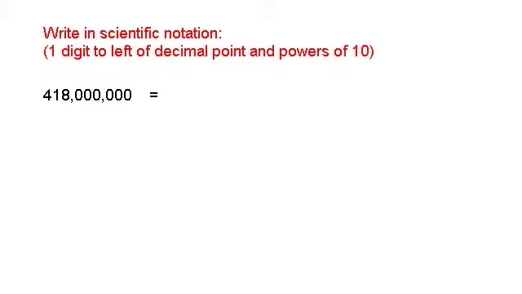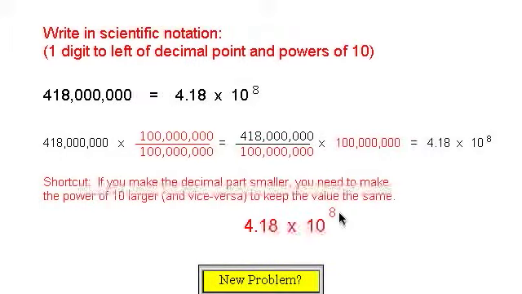Let's look at some examples. So write this in scientific notation with 1 digit to the left of the decimal point and powers of 10. So for the mantissa, we have to make this smaller by 3, 6, 7, 8 sizes. So the decimal point is 4.18. So since we decrease the mantissa part by 8 tens, we have to replace that value in 8 powers of 10.